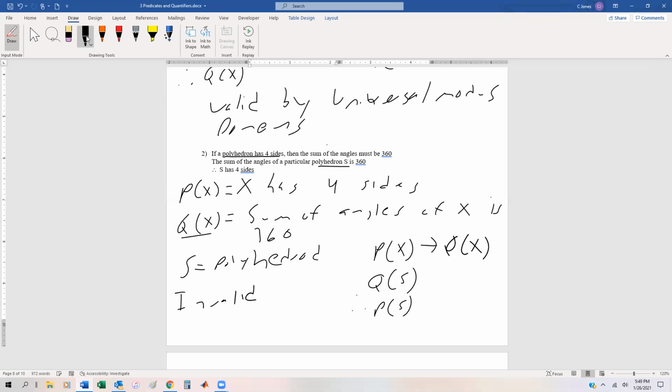And you might remember if you flip Q and P, that's not necessarily true. That's called a converse error. That's the converse when you flip P and Q in a conditional statement. So this is invalid by converse error.